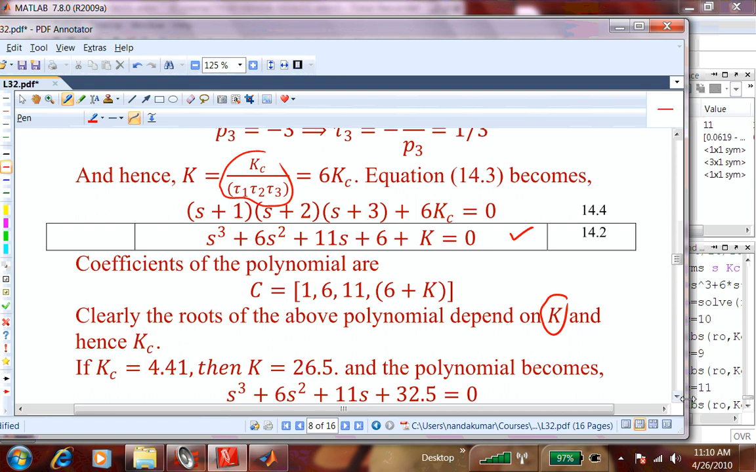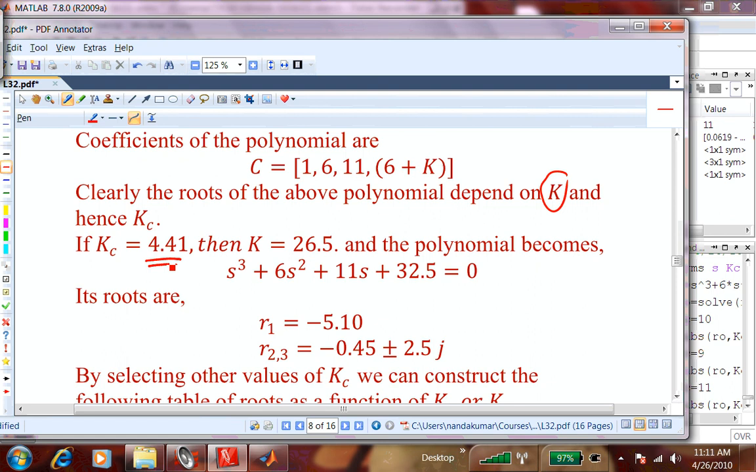So as a numerical example, let's say if kc equals 4.41, and I know tau 1, tau 2, tau 3. Yeah, question?